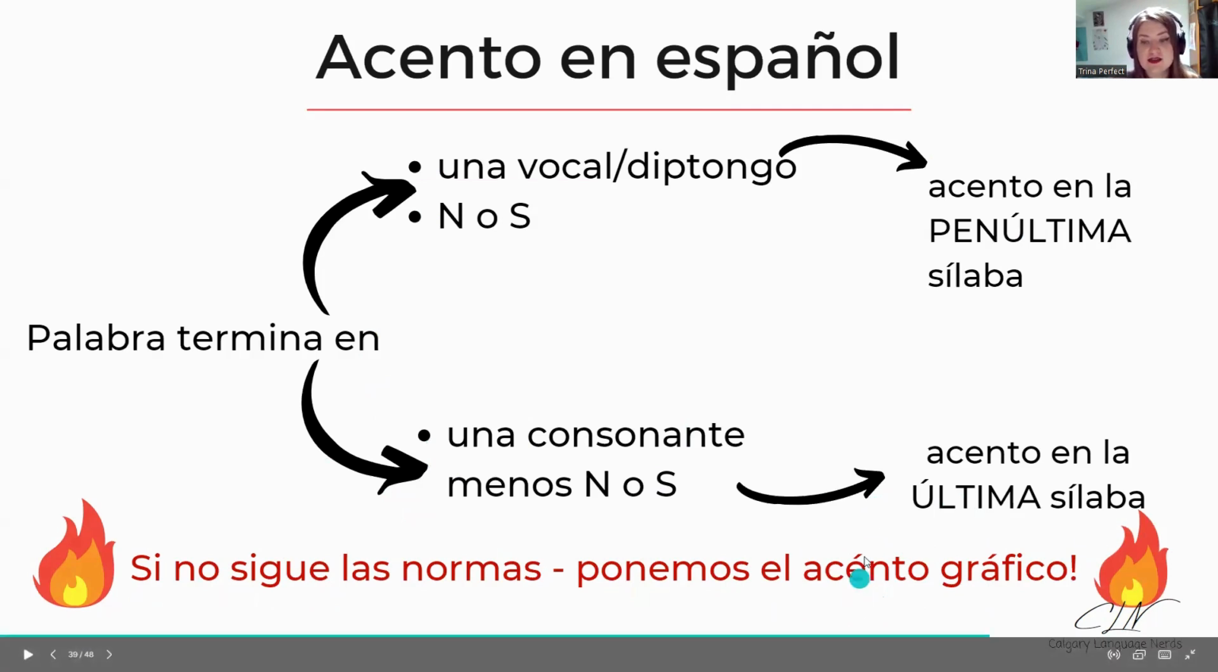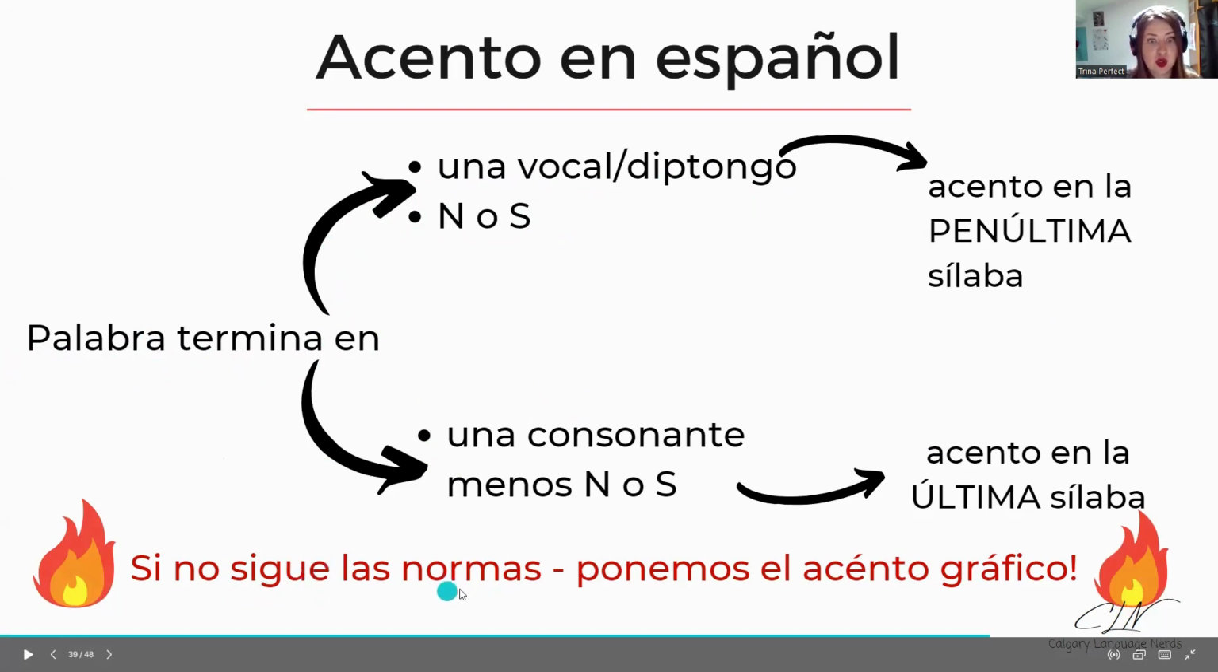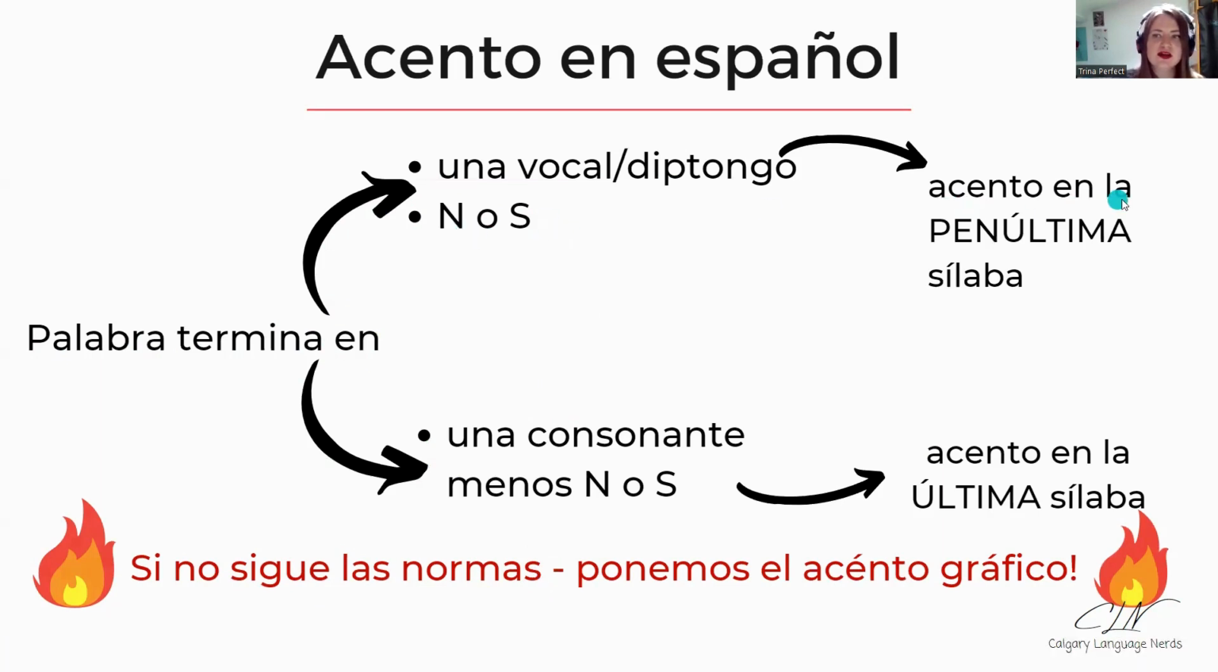And unless you see one of these in a word, you're going to be reading it using either of these rules. Entonces, cuando una palabra termina en una vocal o diptongo, o una N o S, so, if it ends with a vowel or a diphthong, or if it is ending with N or S, for example, a word like palabra. Bueno, no tenemos una palabra que termine en N, but it's pretty much the same thing. We're going to put the accent, acento, en la penúltima sílaba.